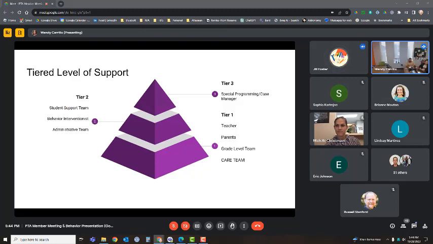Basically, what that means is that if students are not displaying the appropriate behavior, we try to provide interventions or incentives for students on the most basic level, which is the tier one level, which is with our teacher.